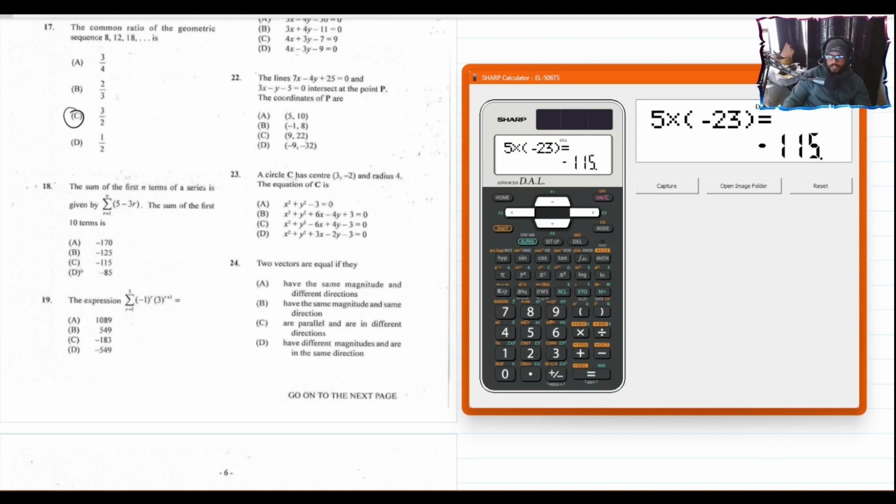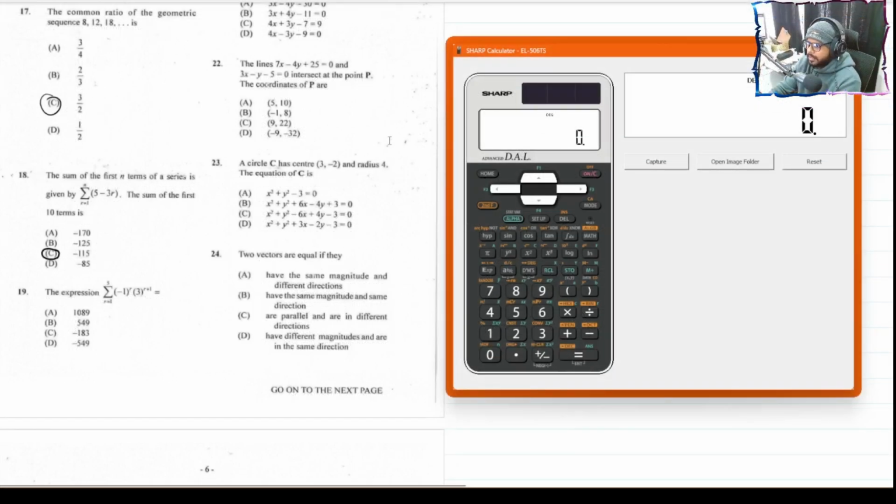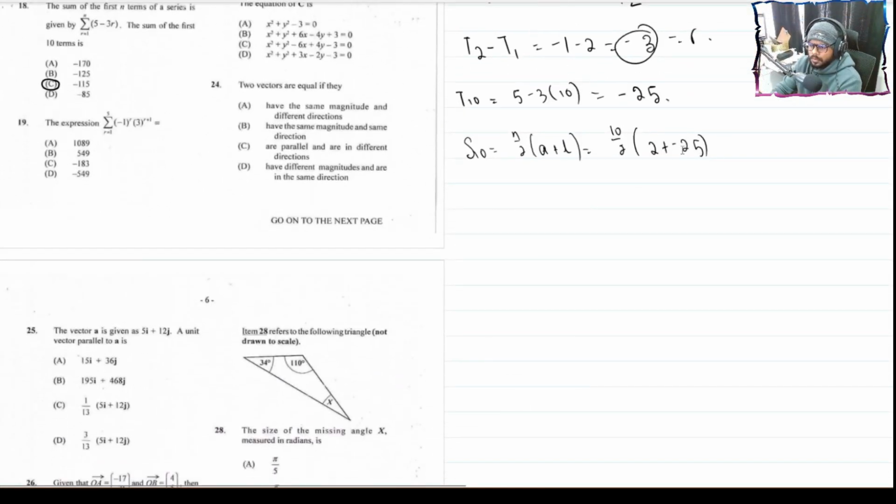Oh, I was looking at number 19 for the answers, yes? So number 18, minus 115 is the answer. Number 19. So number 19 follows a similar principle to number 18.